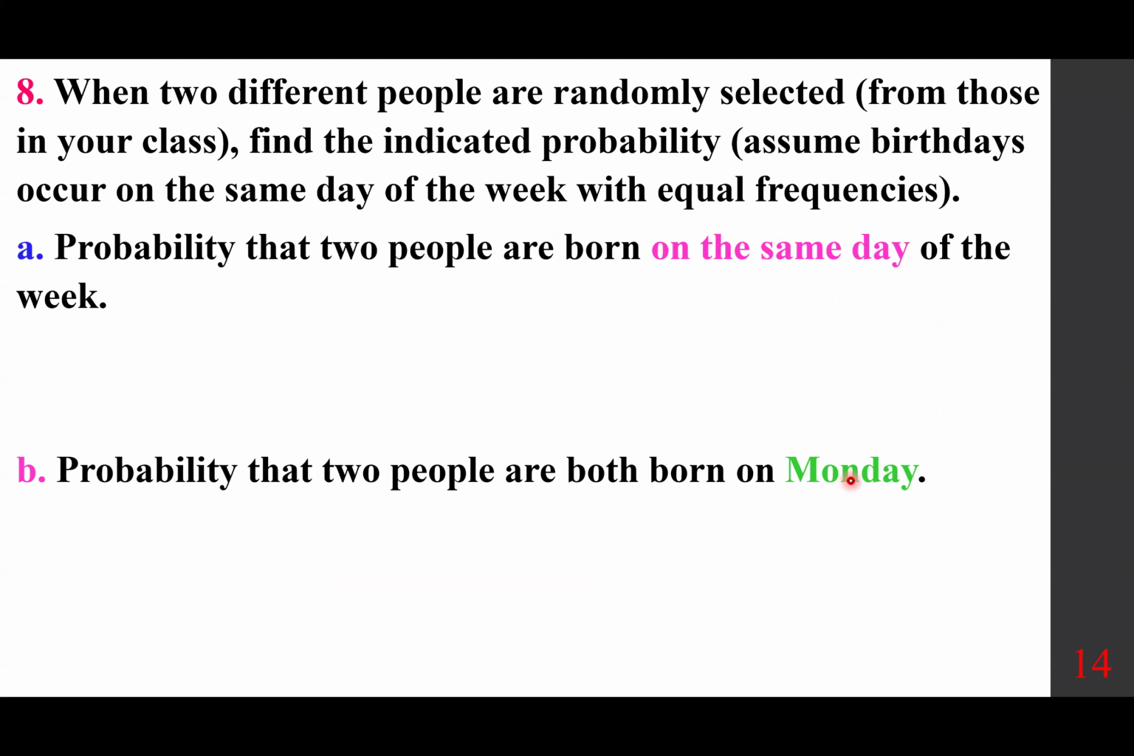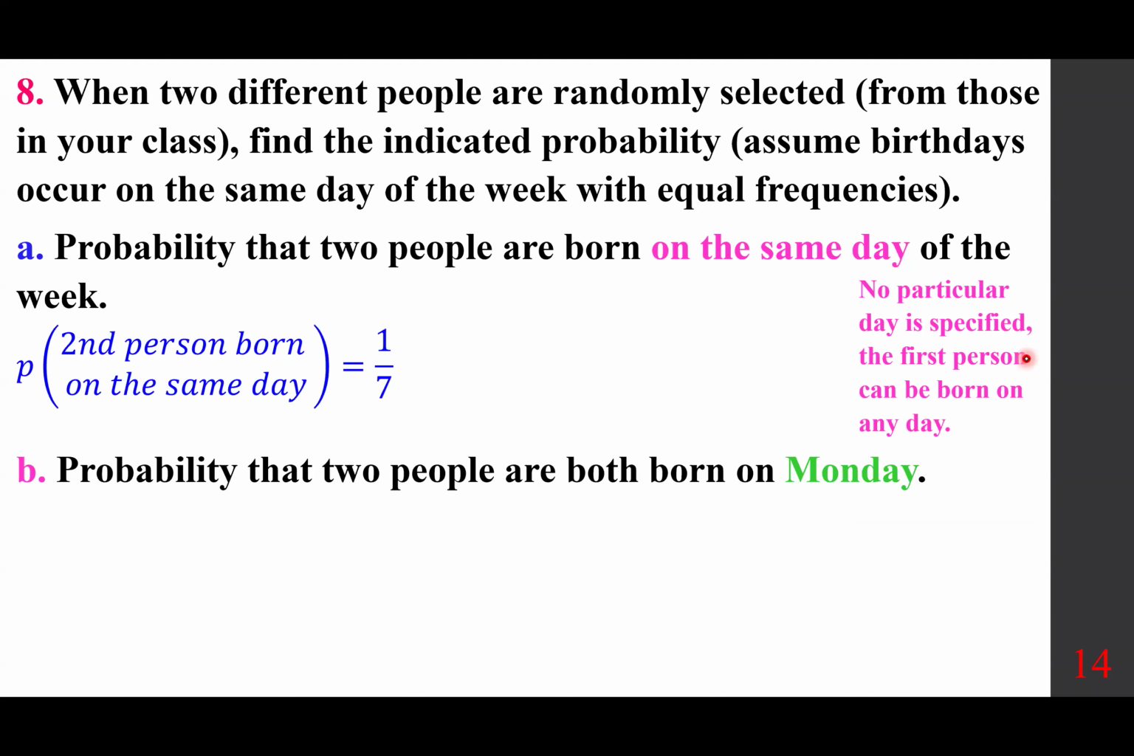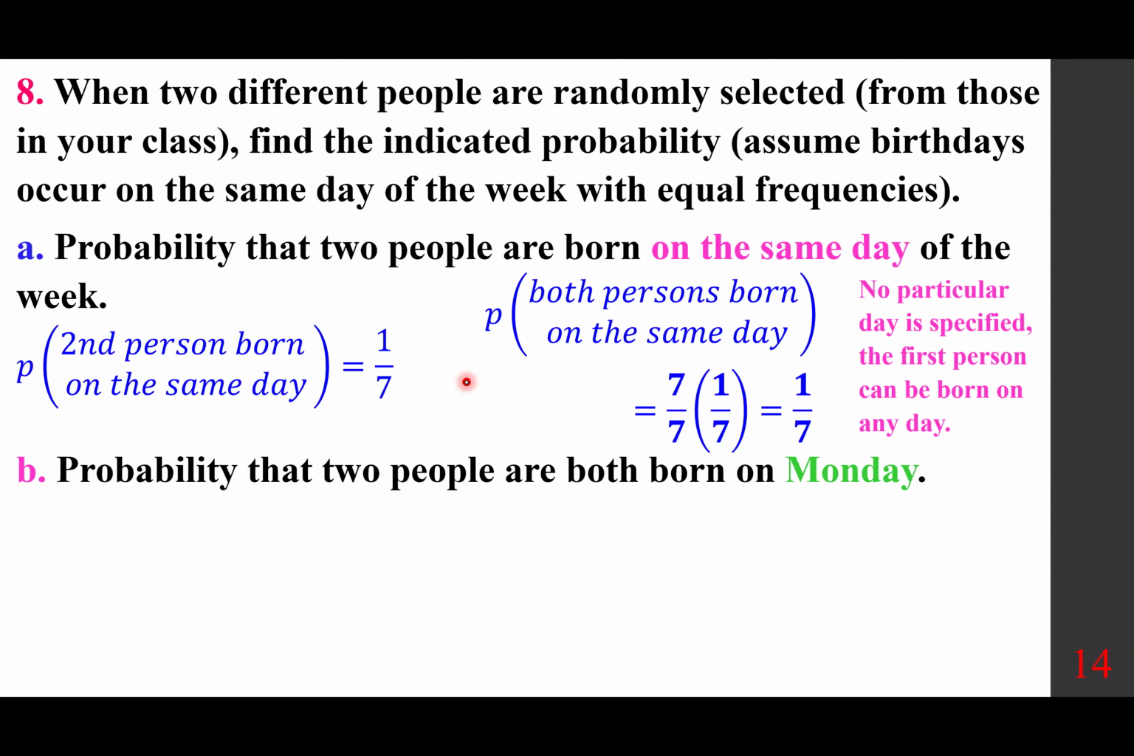So the probability of some person being born on a specific day of the week is 1 out of 7. But if you want two of them, one of them really doesn't matter what day, so no particular day is specified. The first person can be born on any day. The second person has the probability of 1 over 7. So the final answer is really 1 over 7 because the first one has 7 choices, any day is fine, but the second one has no choice. 1 out of 7 is 1 over 7.